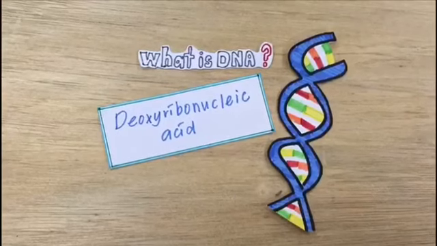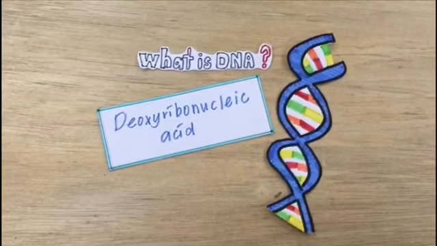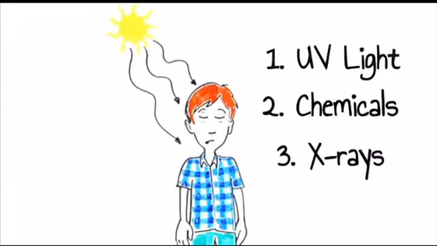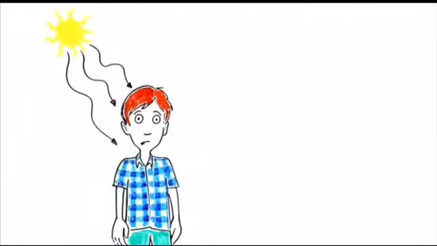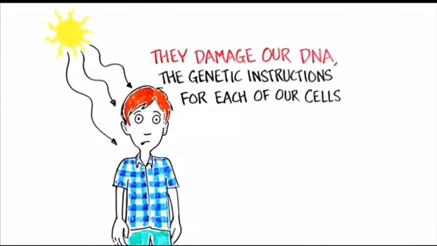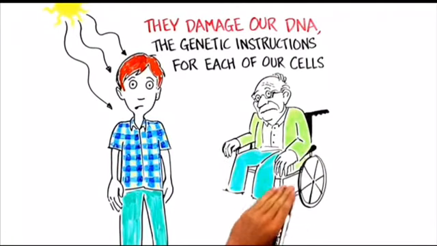However, DNA is just one of the cell components that can be damaged 10,000 times per day. What are the factors that can contribute to DNA damage? Some of the factors that have been identified include UV light, chemicals, and X-ray. Exposure to those factors can lead to damage to the DNA that carries genetic instruction in our cell.